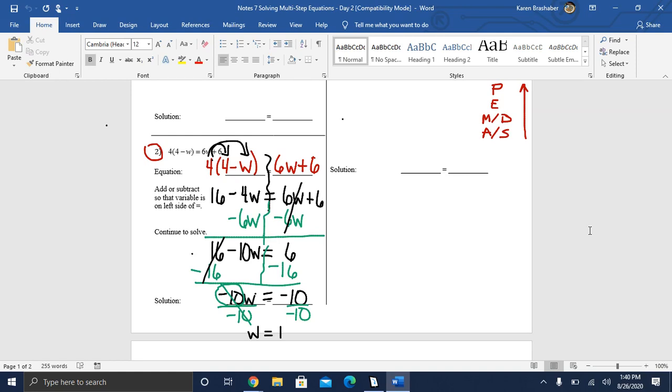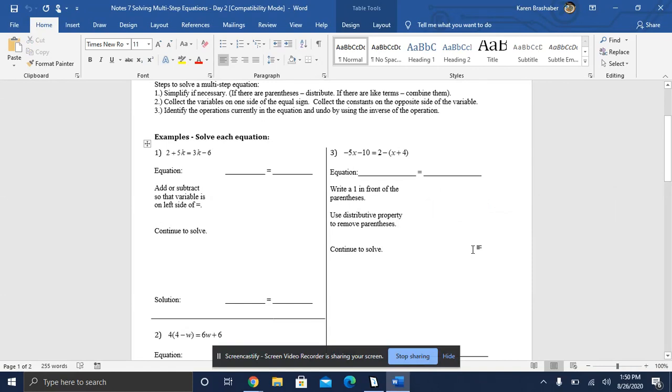And then once again, we had w's on both sides of the equal sign. So we tried to get the w, and again, I like to get it on the left. So I worked with it until that happened. All right, we will continue on with problem number 3.